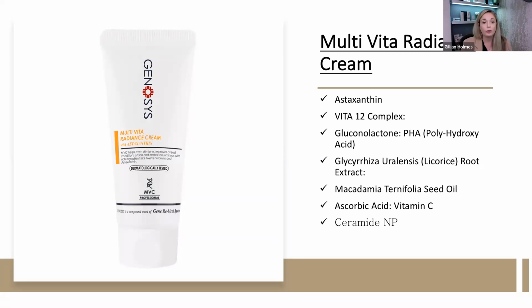The MVC, or multivitamin radiance cream, has that astaxanthin as an additional ingredient, which massively benefits the skin in terms of hyperpigmentation. It is known to be 6,000 times stronger than vitamin C in terms of its antioxidant power. So when used in conjunction with the vitamin C that we find in the serum, which is 3-O-ethyl ascorbic acid, so it's not pure vitamin C within the serum, it is actually a more stable and skin-friendly form of vitamin C, we can pair that with the astaxanthin that we find within the MVC. Again, you have that Vita 12 complex, the complex of 12 vitamins in total. You have more of that gluconolactone, which is a polyhydroxy acid that enables exfoliation of skin cells, and licorice root extract as well, as in the serum.